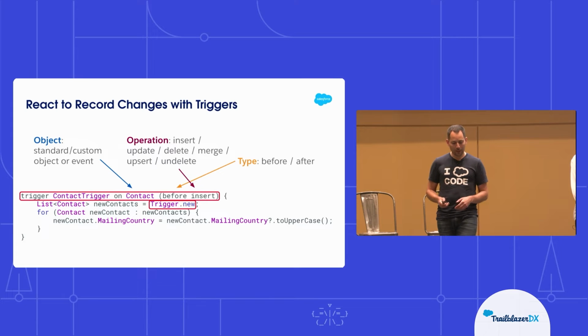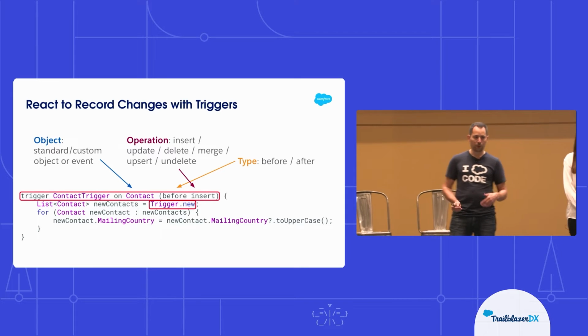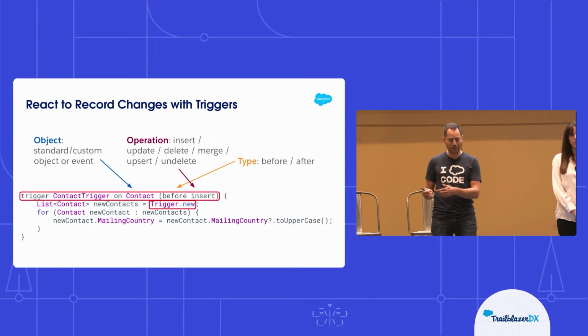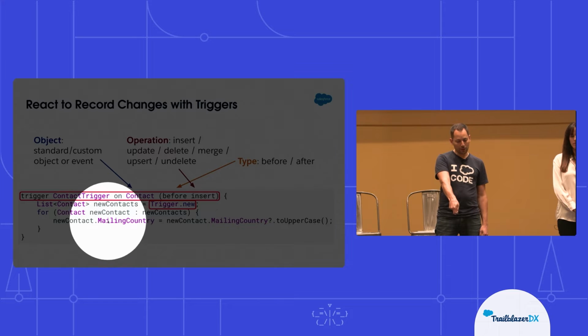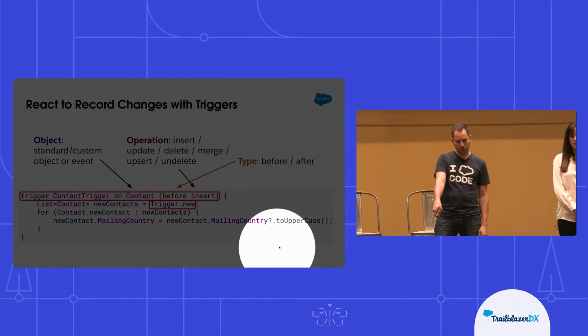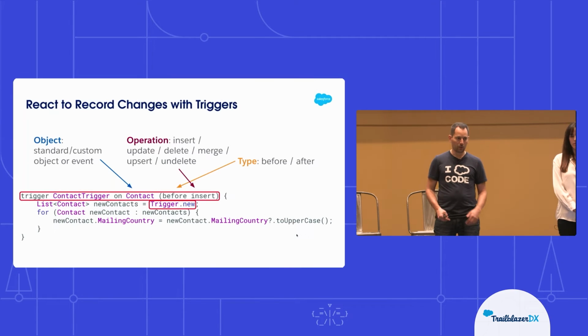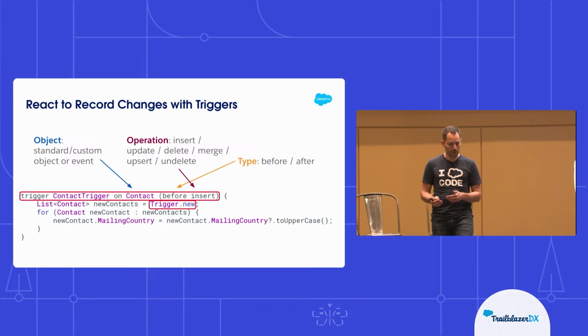So for example, in the example I have here, I'm reacting on contact change, and I have a before insert. So before inserting my contact into the database, I will execute this logic. What I did here is that I converted the new contact's mailing country to an uppercase string. So if I have France, I would have FRANCE in uppercase being written to the database. And the fact that it's before insert means that I'm changing the data before it's being inserted.